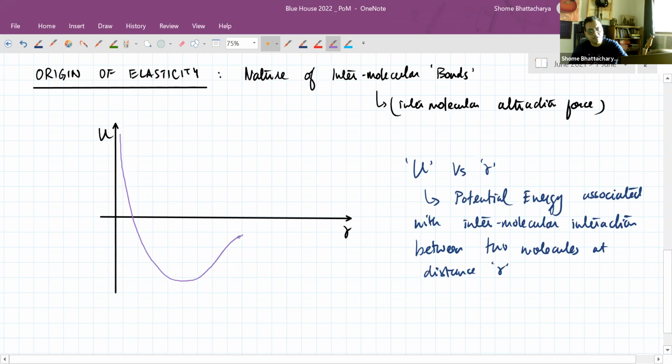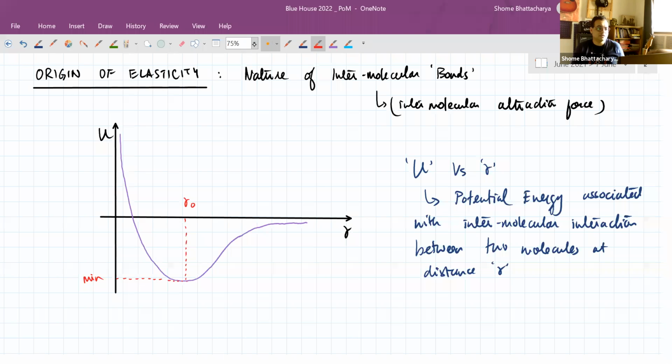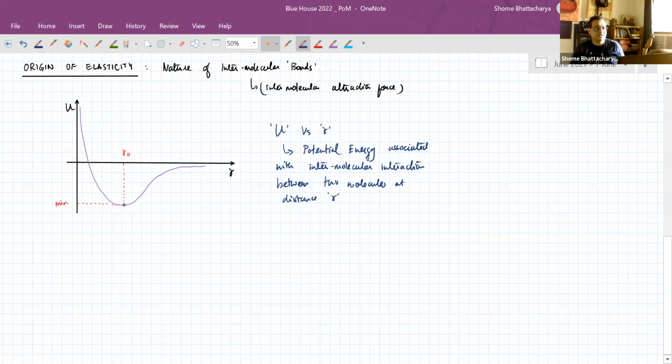So of course, negative potential energy shows stability. Positive potential energy shows instability. But there is also a clearly defined distance, let's say R0, at which the potential energy is minimum. And a local minima for the potential energy means that there is a stable equilibrium at that point. So that means two molecules undisturbed by external forces or external effects will tend to be in stable equilibrium at a certain defined distance R0, which is what we call the natural bond length between two molecules.